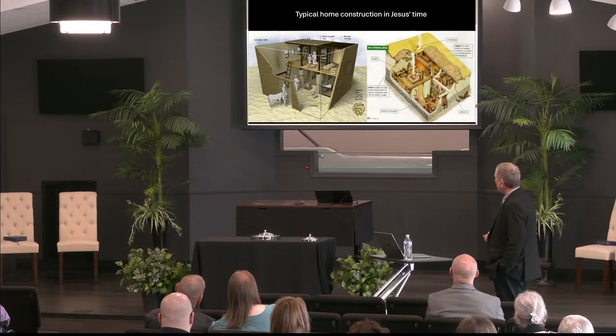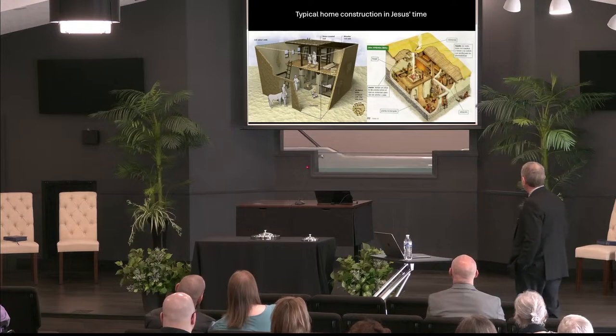You can see these columns here that hold the second floor. They're wood columns. The second floor is wood. The roof is wood, and it's a thatch, and we'll look at that a little bit. You can see the one on the other side is the same way.